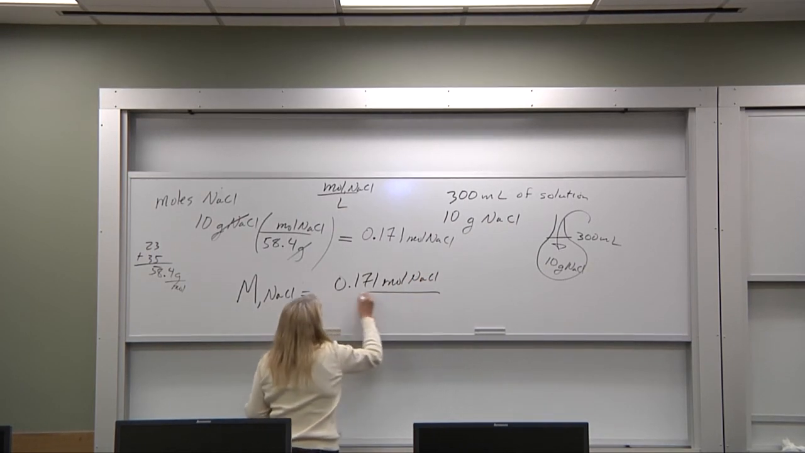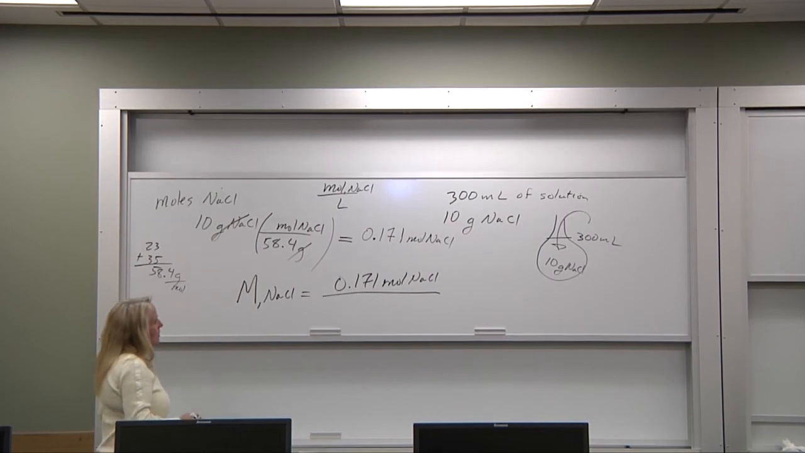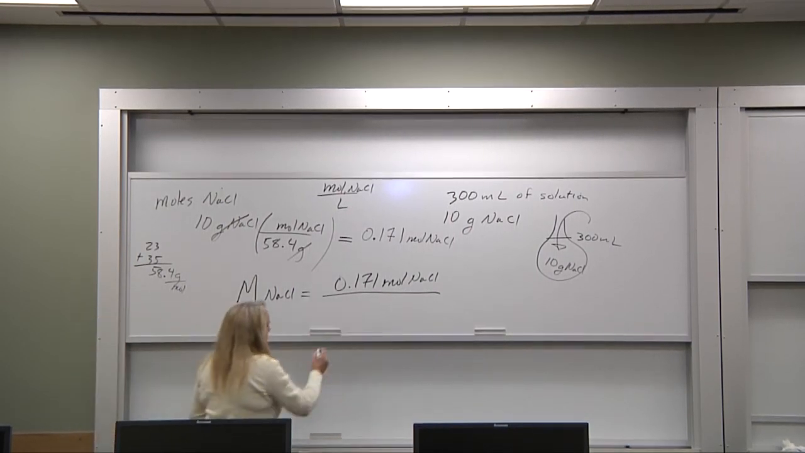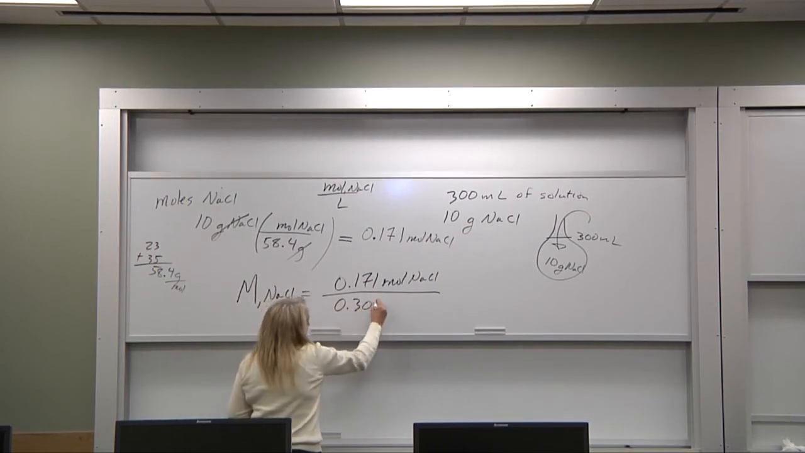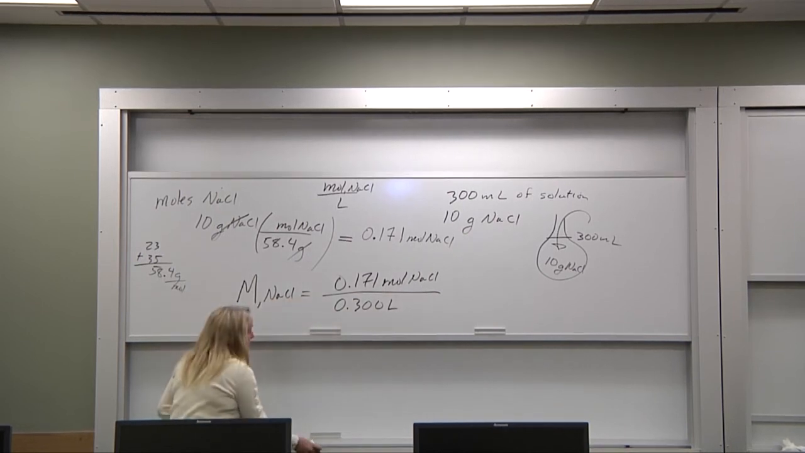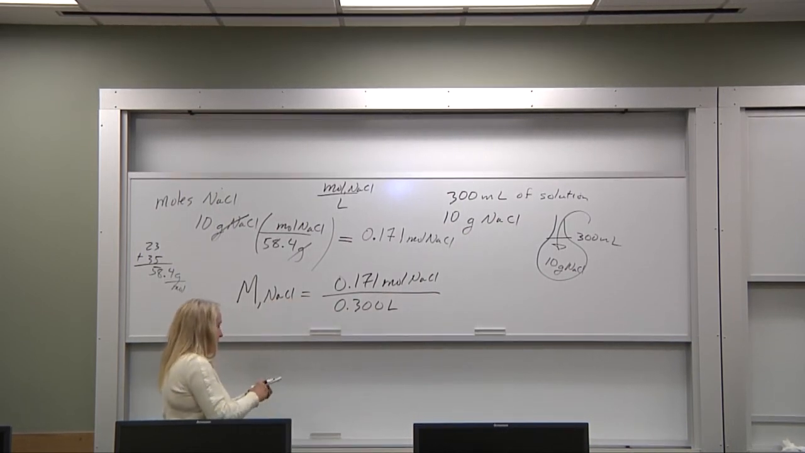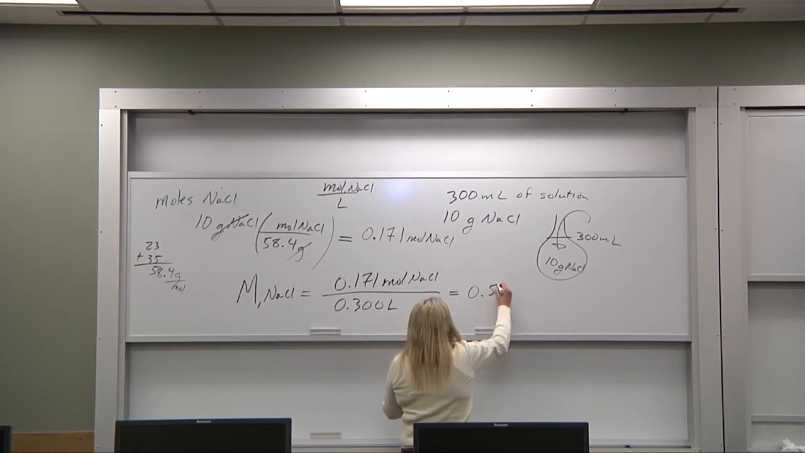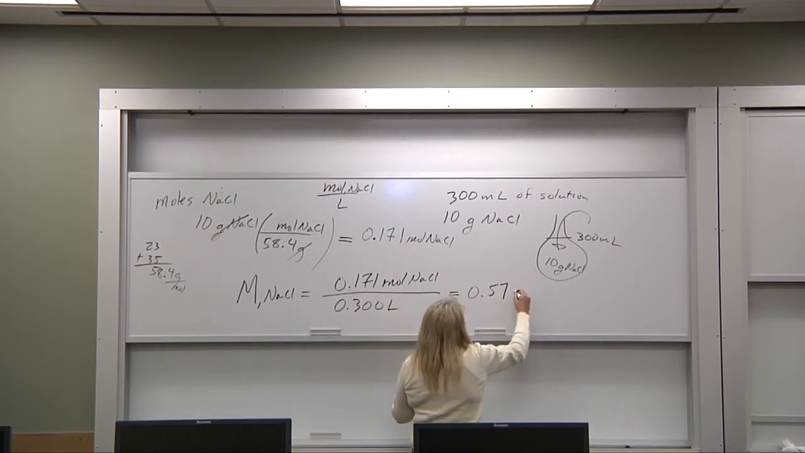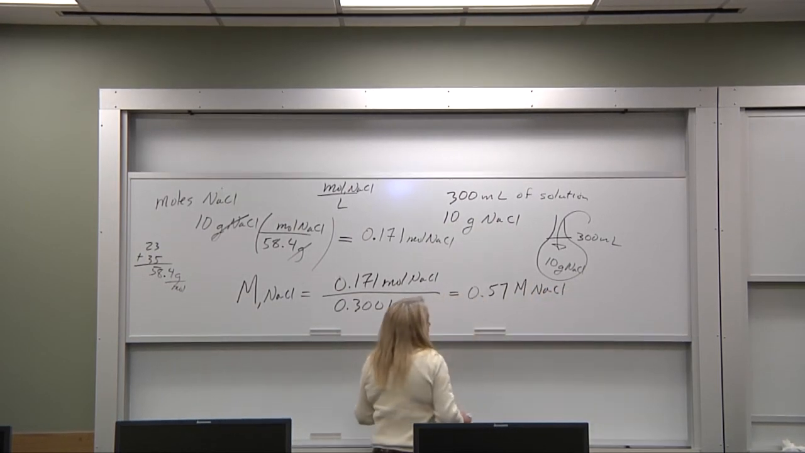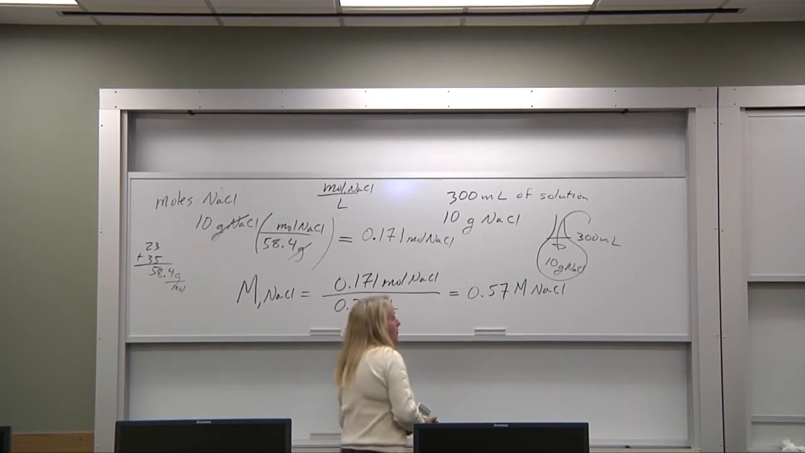divided by the volume, and the volume has to be in liters, so I have it in 300 milliliters. I need to put that in units of liters, which I just move a decimal point over 3. So that is mole per liter, so I divide that by 0.3. So the molarity of this solution is 0.57 molar NaCl. And then the units on this M are mole per liter.